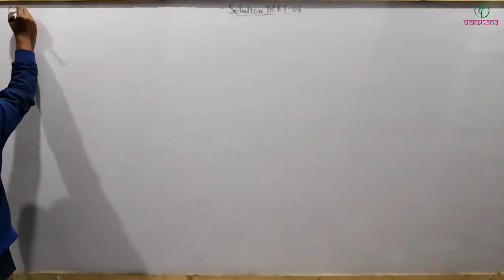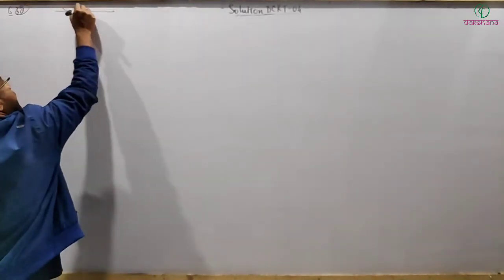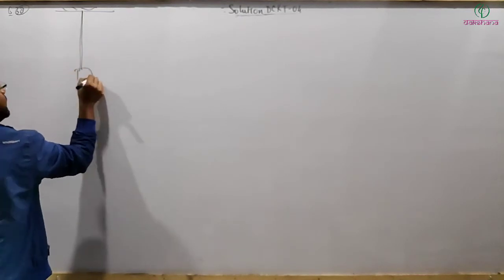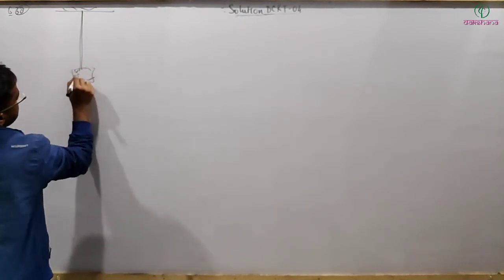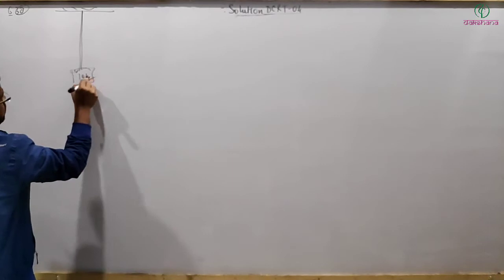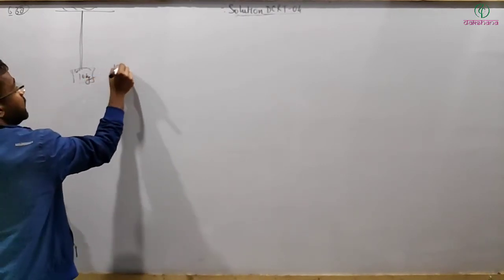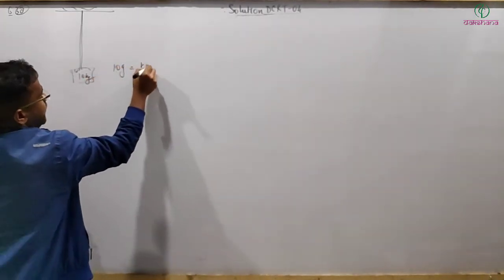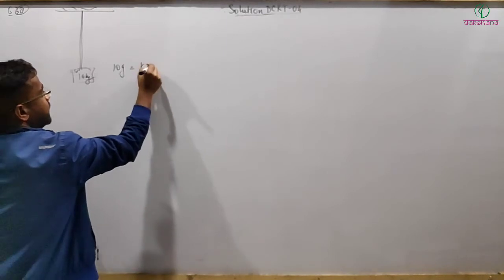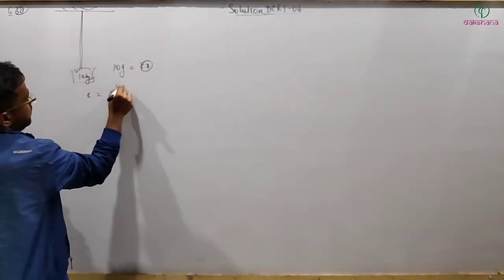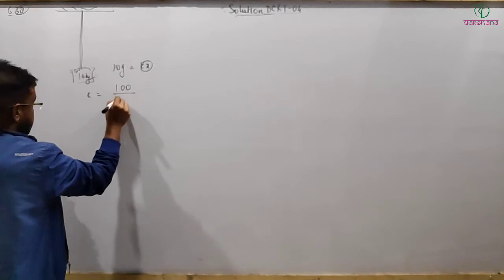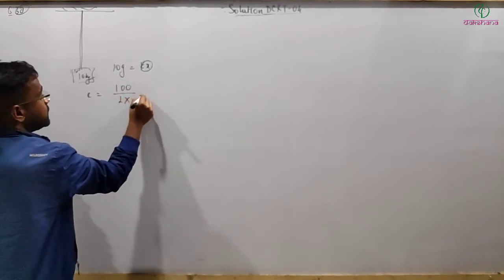So question number 38, here there is a wire and 10 kg weight is hung from this. So the force acting, like we can write 10 into g, this would be equal to k into x. x is given as 1 mm, so this implies k is equal to 100 divided by x, that is 1 mm, 10 to the power minus 3.